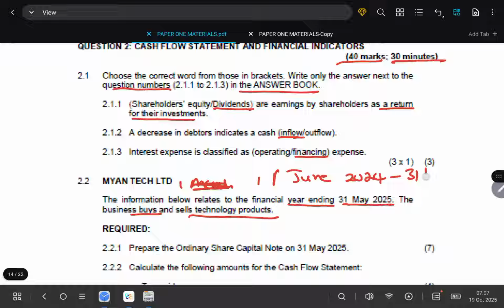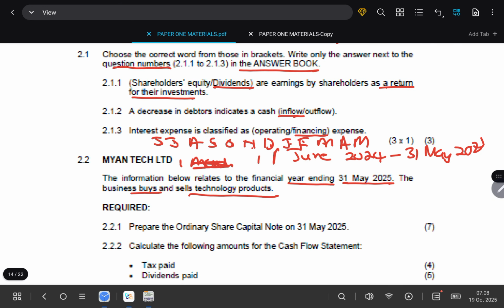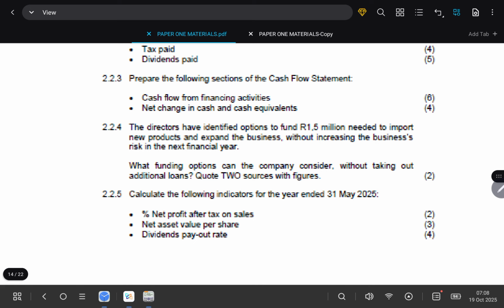Okay, you can check it as follows. So it will be June, July, August, September, October, November, December, January, February, March, April, May. It should be 12 months. So we'd have 1, 2, 3, 4, 5, 6, 7, 8, 9, 10, 11, 12. So it means that our interpretation of the financial year was correct. Now, before you do anything, I always suggest to learners that they must start with the things that are the easiest to finish.